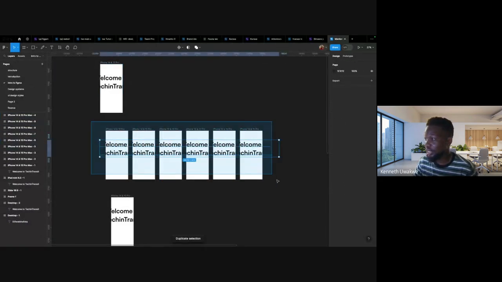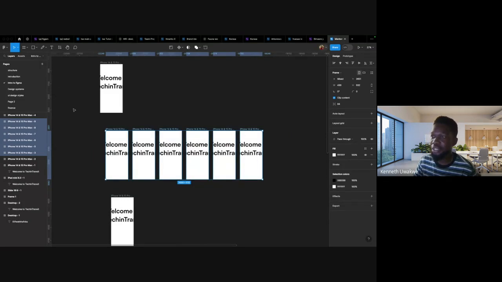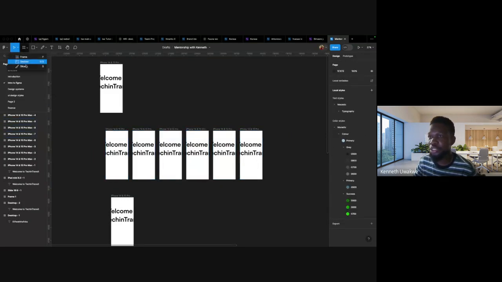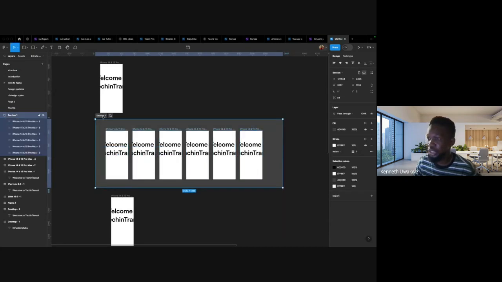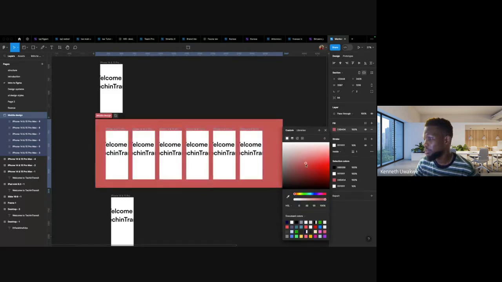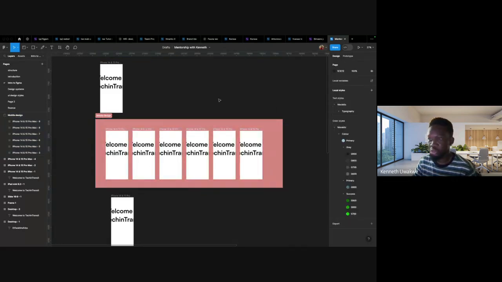So let's say these are the pages I have. Then I will come to my section here, create the section, and remember to always name it. This one is now named mobile designs. You can change the color of this to any color you want, any color that makes it stand out. All right, so I think we're done.